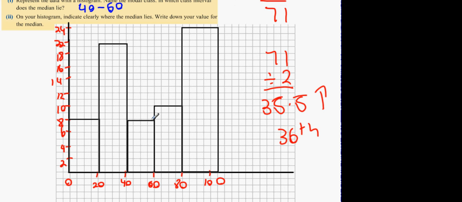So it's going to be at the very end of there. It's going to be in this region here, which is where the 36th person is. The 36th person is going to be towards the end of that, more likely. Okay, so there's your median. Alright guys.